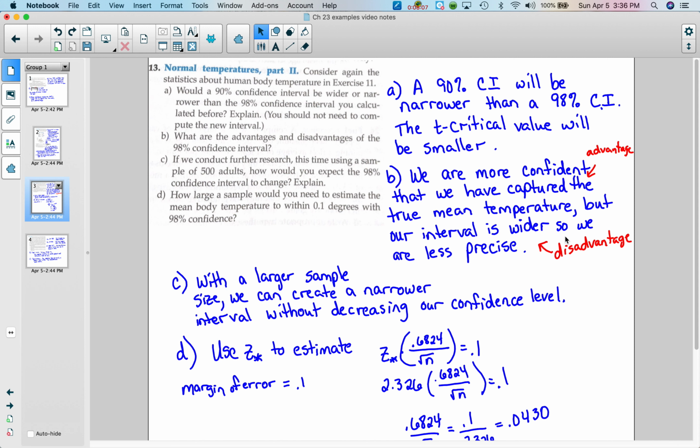Part C, if we conduct further research, this time using a sample of 500 adults, how would you expect the 98% confidence interval to change? Well, with a larger sample size, we can create a narrower interval without decreasing our confidence level.